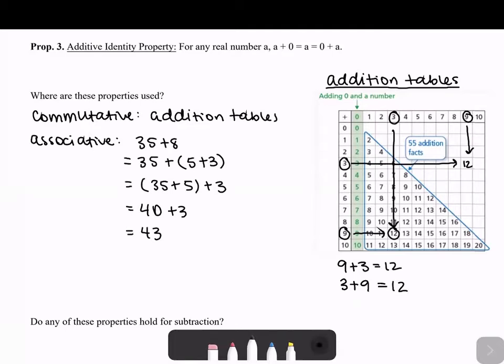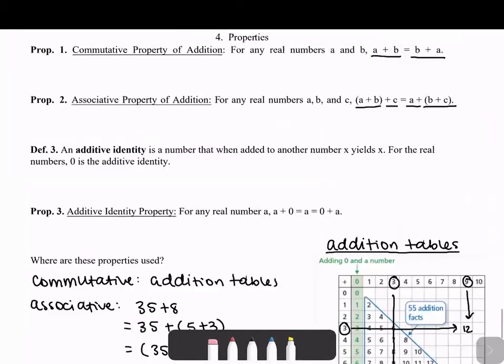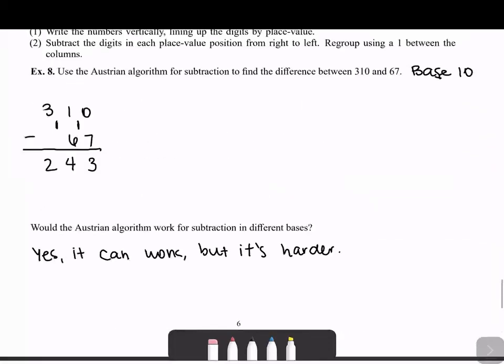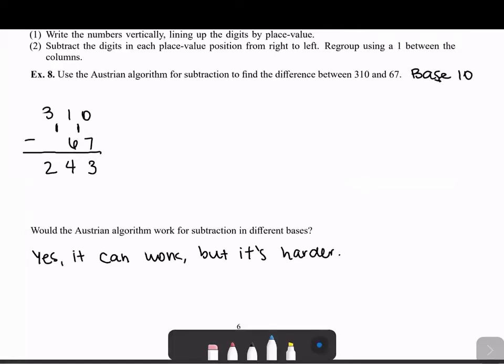So now where do we use the identity? The identity is used actually in that last algorithm that we talked about. When we had this Austrian algorithm, we had 10, right? We added 10 and did 10 minus 7. Well, that's the same thing as here, we did 1 minus 1 minus 6.